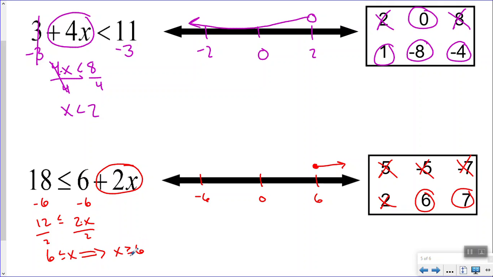Because it's greater than or equal to, we have the filled in circle, which means that x is included as a solution. Because it's greater than, we have everything going off to the right, and the only other number that we can circle is 7.